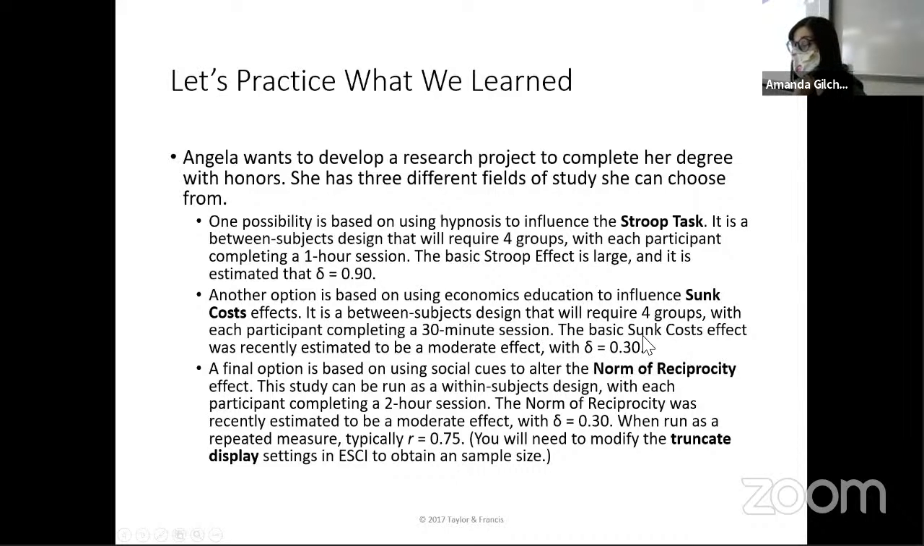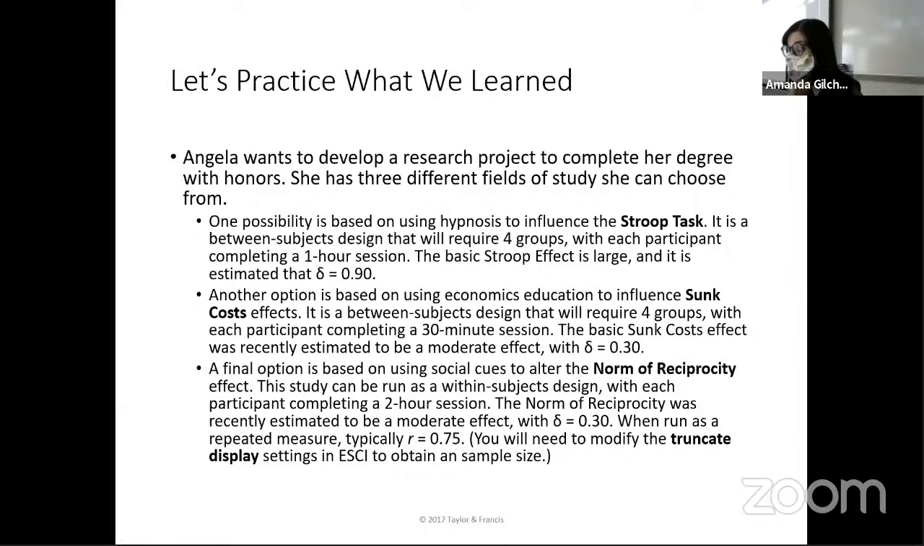The basic sunk cost effect was recently estimated to be a moderate effect, with Cohen's d in the population being 0.3. A final option is based on using social cues to alter the norm of reciprocity effect. This study can be run as a within subjects design, with each participant completing a 2-hour session. The norm of reciprocity was recently estimated to be a moderate effect, with d being 0.3. When run as a repeated measure, typically r equals 0.75.